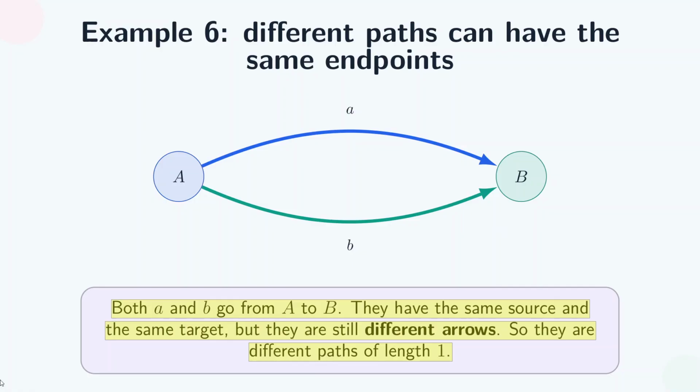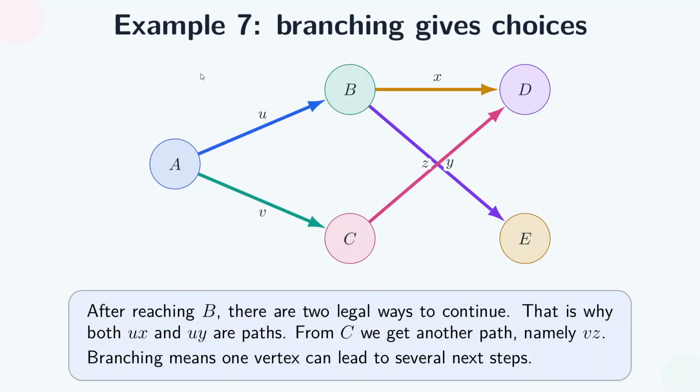Now let us look at what happens when a vertex gives us more than one way to continue. This is called branching. Suppose we travel along an arrow and arrive at a vertex B. From B, there may be several arrows leaving. That means we now have a choice. We can continue in one direction, or we can continue in another. Because of that, one beginning can lead to several different paths.